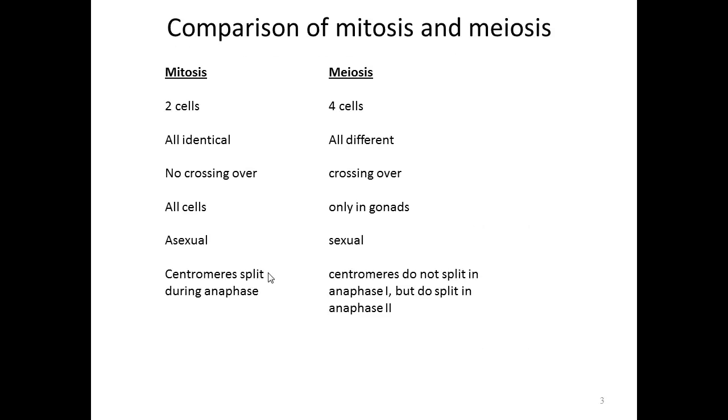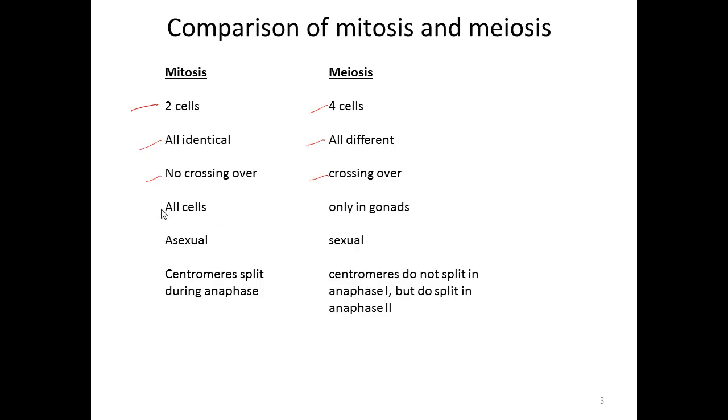So this is a table comparing differences between mitosis and meiosis. In mitosis, which we've just studied, when a cell divides, you get 2 cells, and in meiosis, you're going to produce 4 cells. In mitosis, the goal is to produce 2 cells that are identical. In meiosis, all 4 of the cells are completely different and unique genetically. There's no crossing over in mitosis. That's because you're producing identical cells, whereas in meiosis, it's a requirement.